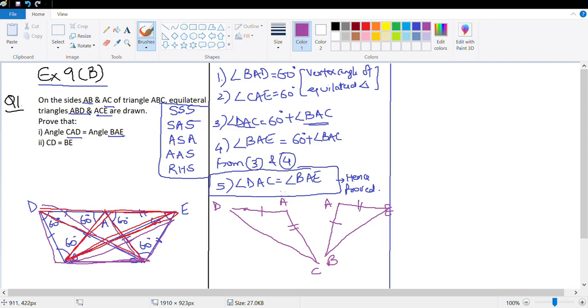Anything else? Yes, angle DAC is equal to angle BAE. We've already proven in part 5. So by side, angle, side. Now let's start writing the method. Number 6, AD is equal to AB. Reason, we'll just write. Number 7, AC is equal to AE.